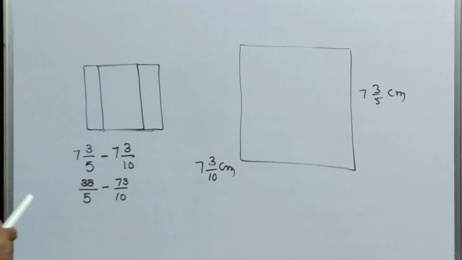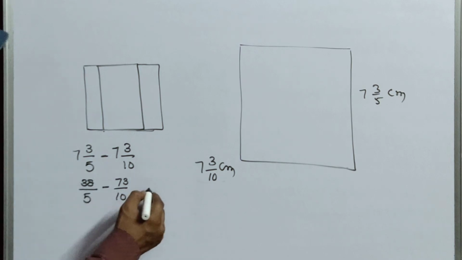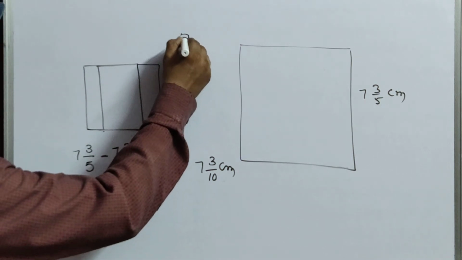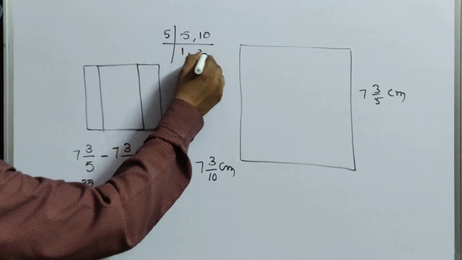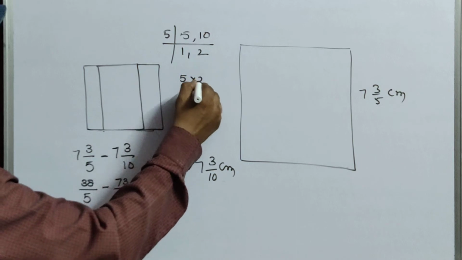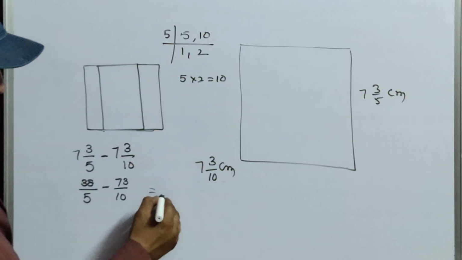We cannot do directly here because all will subtract blindly, 38 minus 73. But you have to observe one thing again. That is the denominators. Here the denominators are not the same. So what to do? LCM. Again you have to find the LCM for 5 and 10. 5 ones are 5, 5 twos are 10. So LCM is 10.